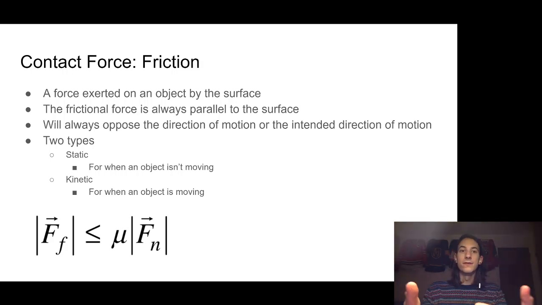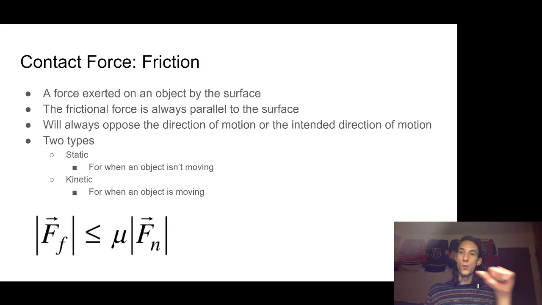But so friction is a force that's exerted on an object by the surface, just like the normal force, except the frictional force is acting always parallel to the surface. So the normal force is perpendicular, the frictional force is parallel to our surface. And it's always going to oppose the direction of motion or the intended direction of motion of an object. So if an object is sliding to the right, the frictional force will be to the left.